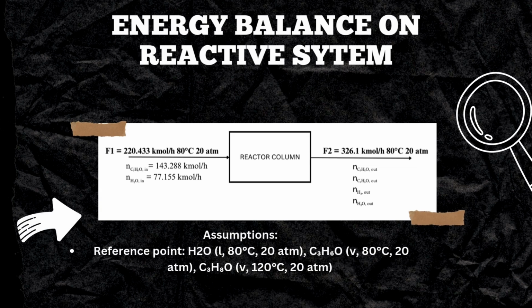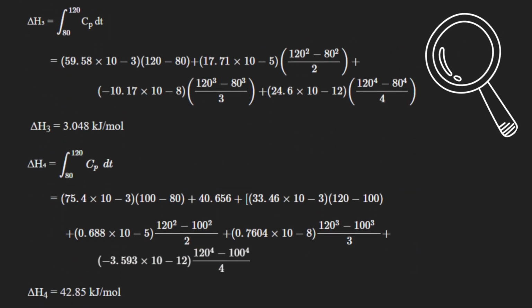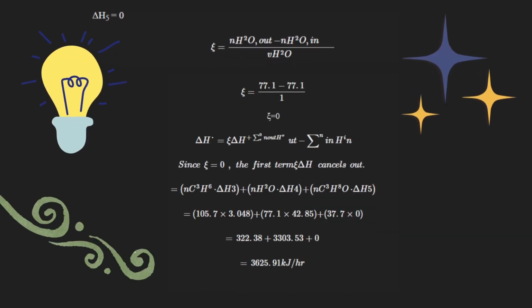So let me explain the energy balance on reactive systems. This is the block diagram for the energy balance on reactive systems. This is the reaction equations and this is the calculations. Basically, we're using the same calculation as for the non-reactive system, but the difference is we have to find the extents of the reactions.